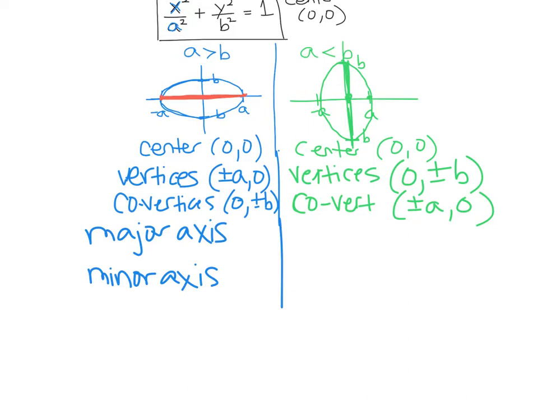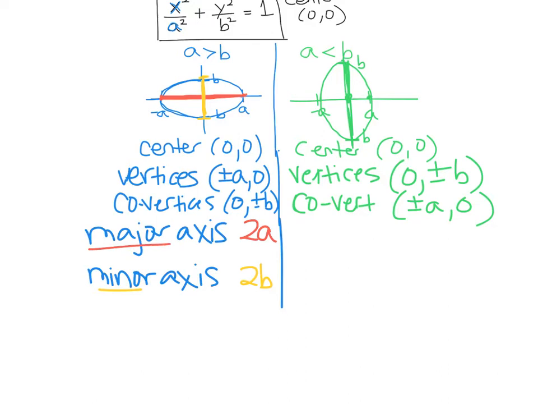Well, if I go a distance of A that way and a distance of A that way, then the total length is 2A. And then over here, if I go up and down a distance of B and B, but a shorter distance, its minor axis is 2B. Okay, so there you go.